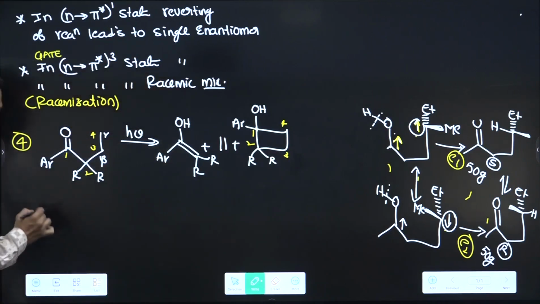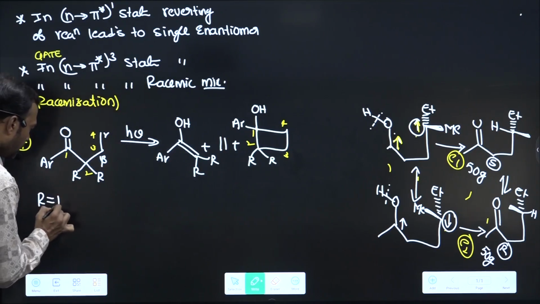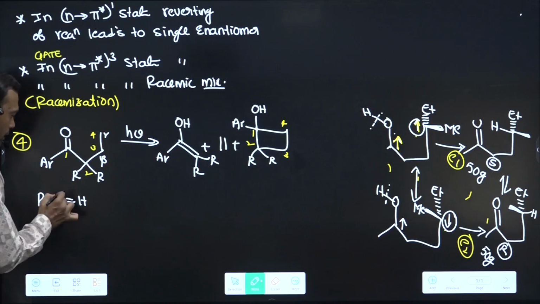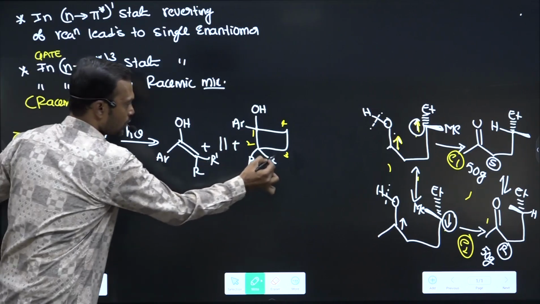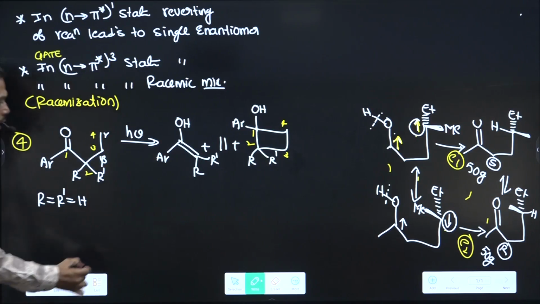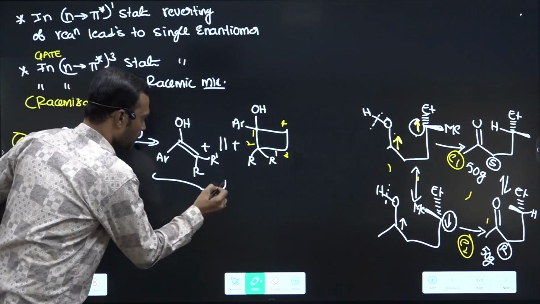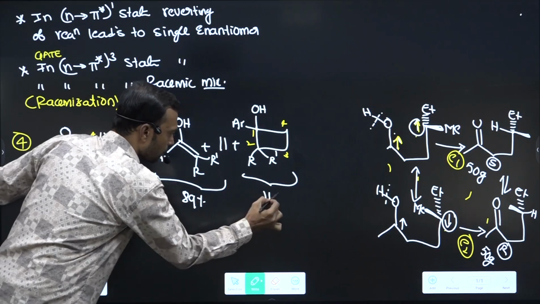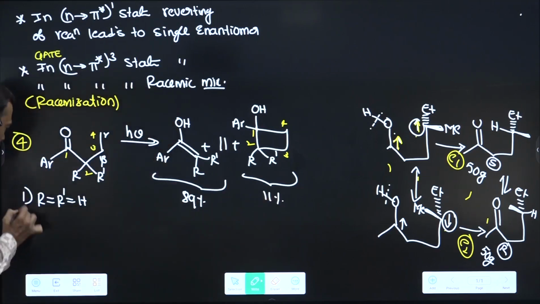Okay? Suppose if R and R dash are all hydrogens, otherwise you write down R dash is equal to hydrogen. On that time, see, here these two are one product, this is the other product. This is almost 89%, this is only 11%. This is your first possibility.